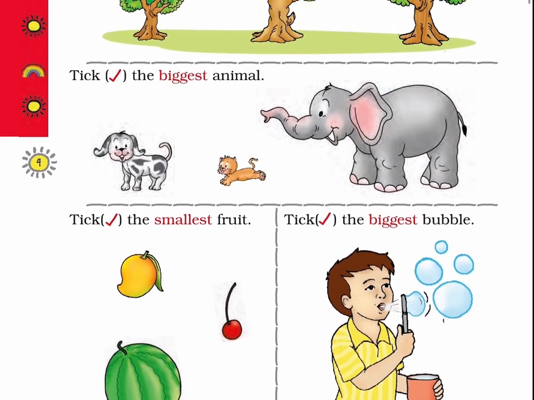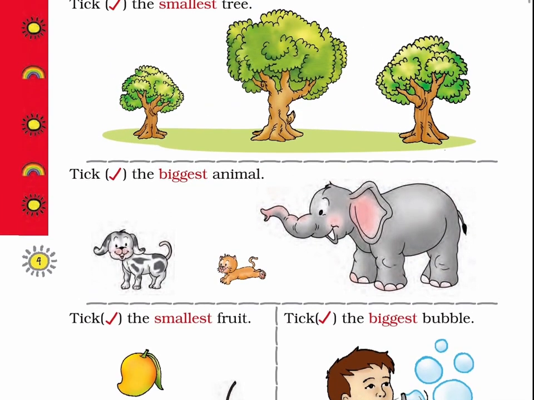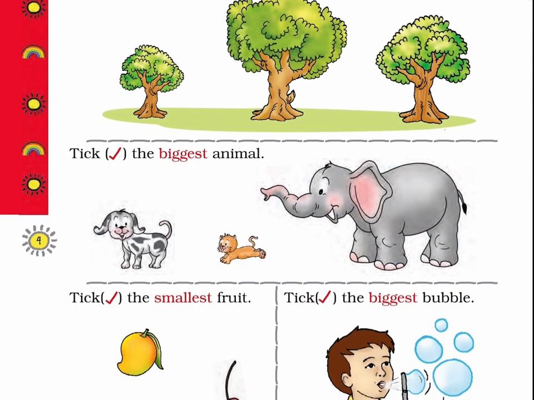Animal 1. Elephant. An elephant is a very big animal. It has huge ears and it eats fruits, vegetables, leaves and grass. Animal 2. Cat. A cat is a small animal and much smaller in size than you.